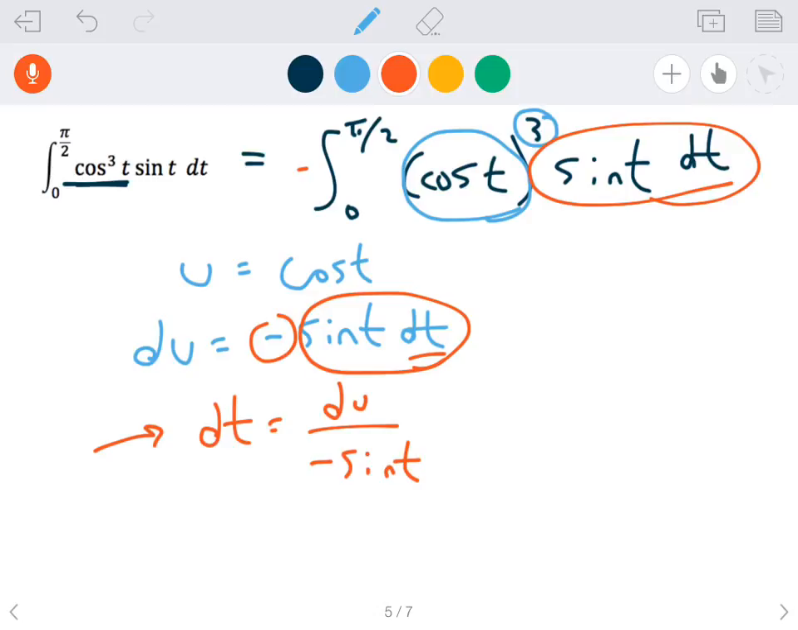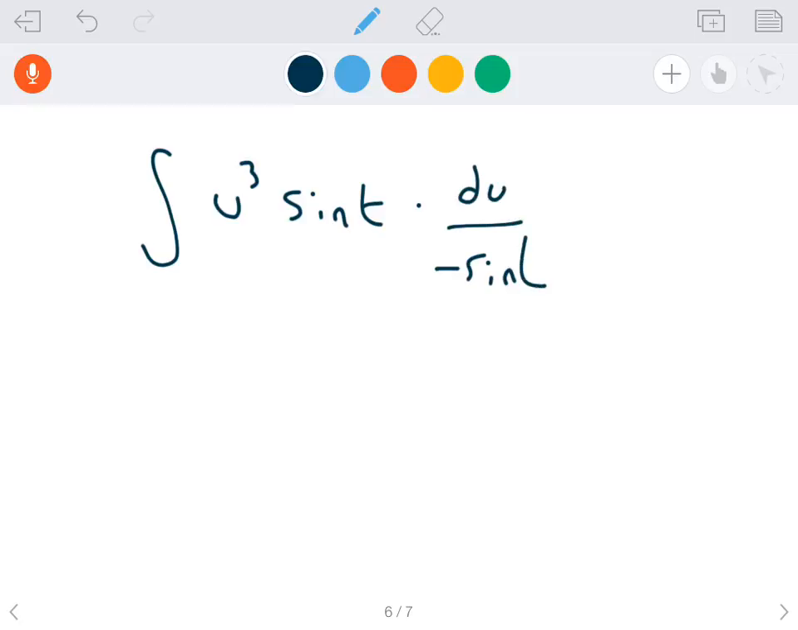It's a good way to make sure you don't miss anything if you get a little bit confused. So I'm going to rewrite this. It's the integral now of u cubed times the sine of t times du over negative sine t. So my sine t's cancel out. I can pull that negative out front. And so I've got the negative integral of u cubed du.